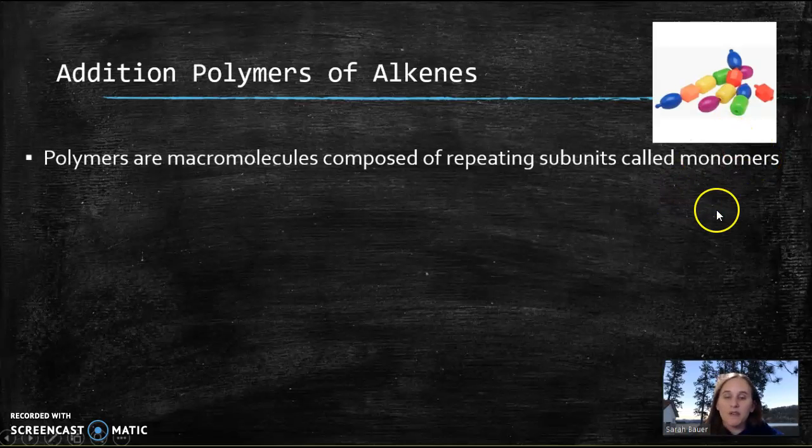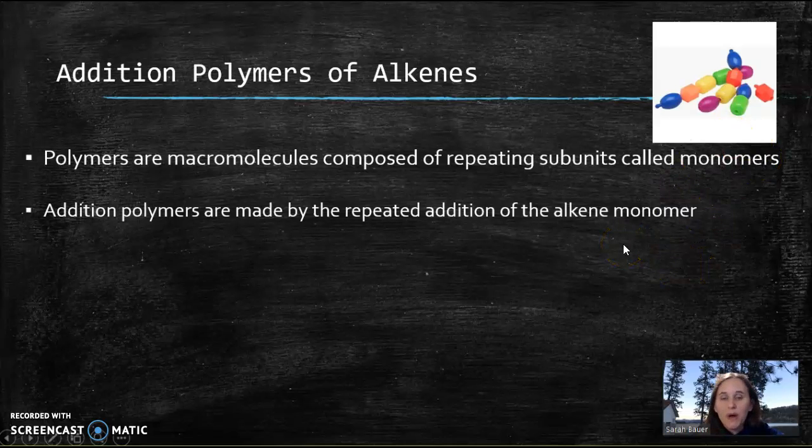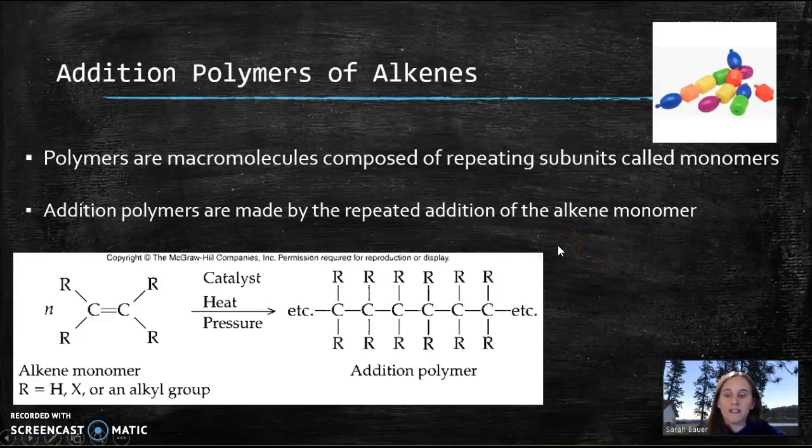Mono means one, so we have monomers. So addition polymers are repeated, building from an original alkene. Now, they're not actually alkenes anymore in the polymer state, but they started from an alkene monomer. And they too are just addition reactions. So here is our monomer. So this is some generic one. The R just means the rest of the molecule.